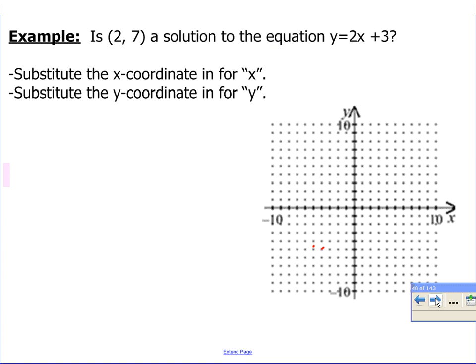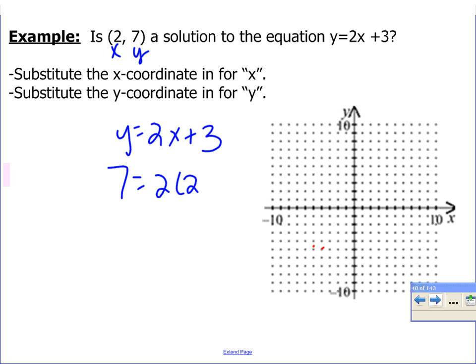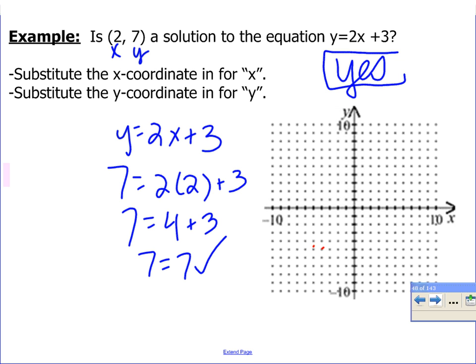So example: is 2, 7 a solution to the equation y equals 2x plus 3? This is x, this is y. You substitute the x coordinate in for x, and the y coordinate in for y. So 7 equals 2 times 2 plus 3. Order of operations: 7 equals 4 plus 3, 7 equals 7. That's true. So your answer to these questions is yes or no. Is it a solution? Yes. You plug it in, you check it, just like how you would check your answers when we're doing systems.